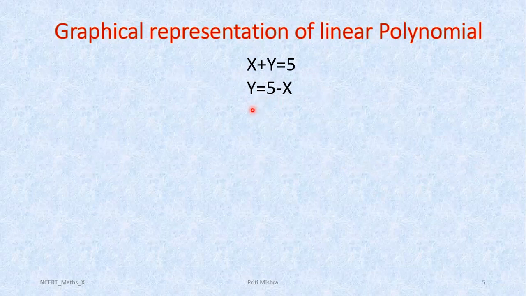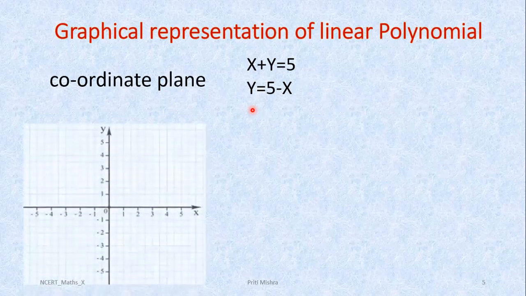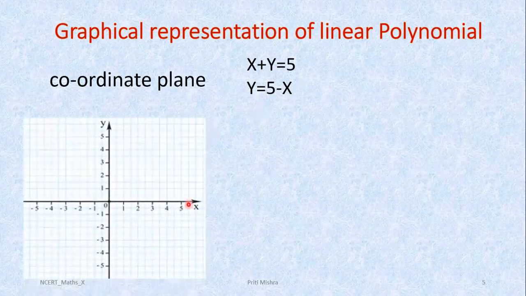As we have to draw this linear polynomial on the graph paper, we have to draw it on the coordinate plane. What is a coordinate plane? A coordinate plane is a plane which consists of two mutually perpendicular lines like this, where the horizontal line is known as the x-axis, the vertical line is the y-axis, and the point where these two lines intersect each other is known as the origin. So now we will plot this linear polynomial on the coordinate plane.